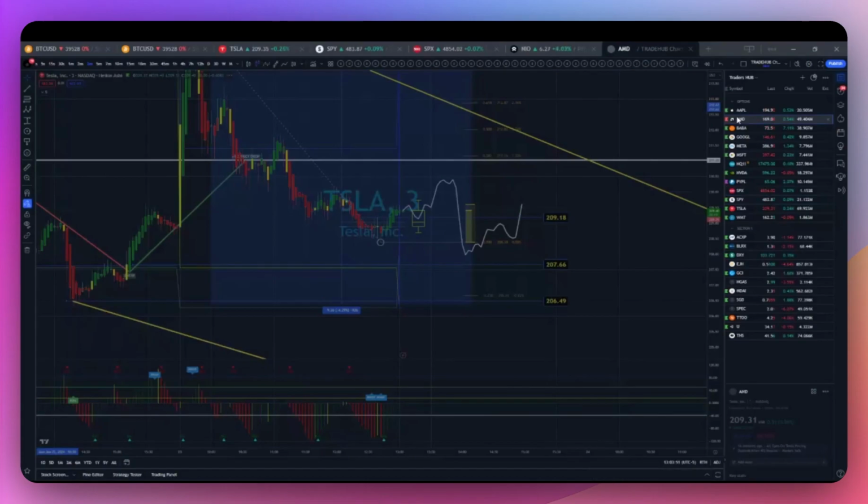SPY, we know where our target is, so we're just going to keep an eye on here, the 44 range.